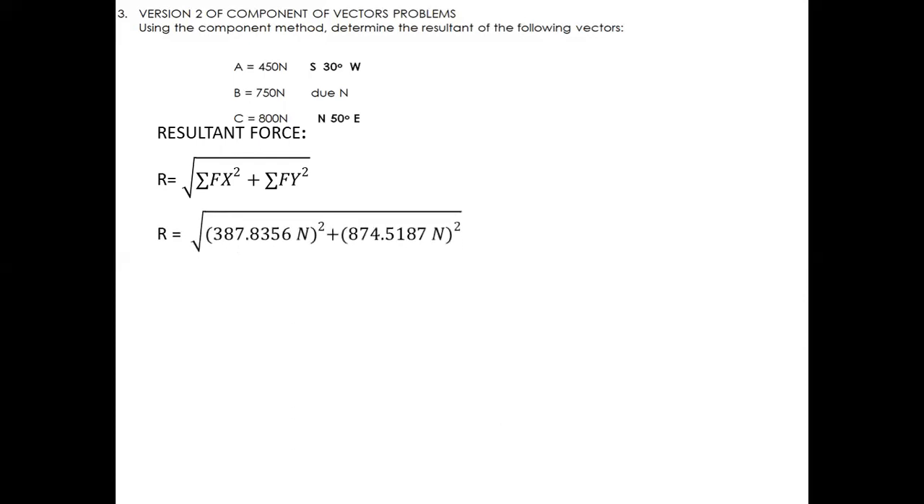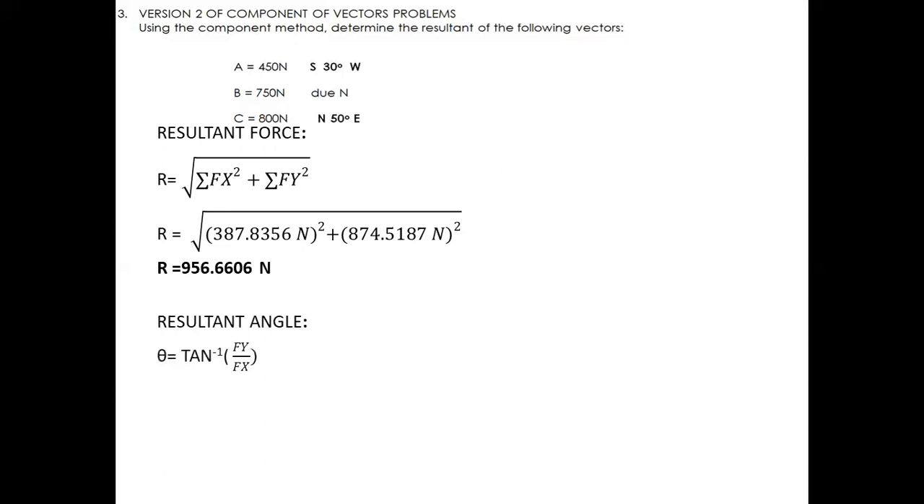Now, the next step to determine the resultant is to proceed with our resultant force. Now remember, our resultant force is an application of the Pythagorean theorem. So R is equal to the square root of the summation of Fx squared plus the summation of Fy squared. Substituting the values gives us the square root of 387.8356 newtons quantity squared plus 874.5187 newtons quantity squared. Further simplifying the whole equation gives us our resultant force as 956.6606 newtons.